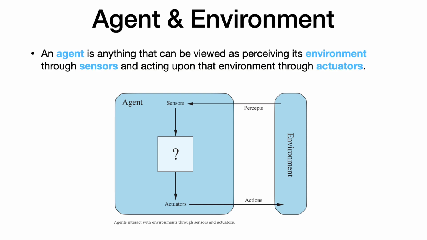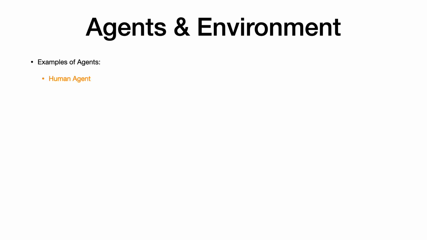Agent is anything that can be viewed as perceiving its environment through sensors and acting upon that environment through actuators. So agent has two things. One is sensors through which it perceives the environment, and it has actuators through which it acts upon the environment. So there are various types of agents, and some of the examples of agents are a human agent.